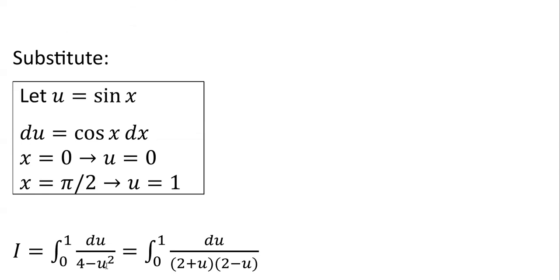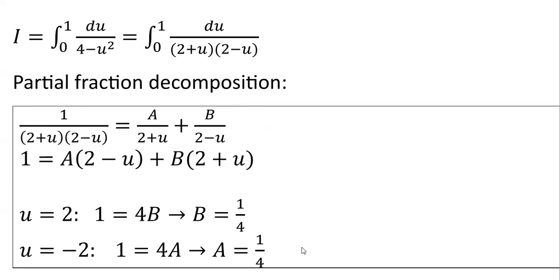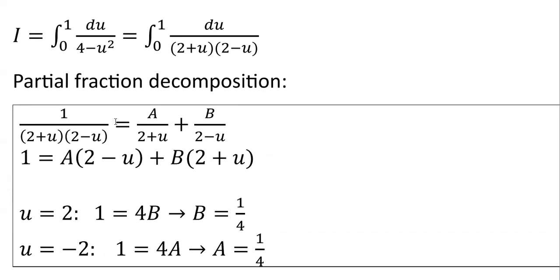The bottom, I can factor as (2 plus u)(2 minus u). This is a typical partial fraction decomposition problem now. All right, so I'll go over the steps here. This 1 over (2 plus u)(2 minus u) can be broken up into some a over 2 plus u plus b over 2 minus u. If you're not familiar with partial fraction decomposition, I would recommend you go watch my crash course video on partial fraction decomposition. I have a bunch of videos that hopefully can be helpful for you if you're really struggling with the fundamentals before we even get to harder integrals.